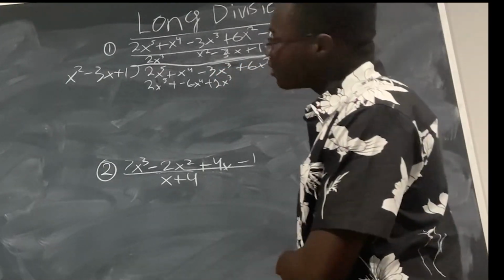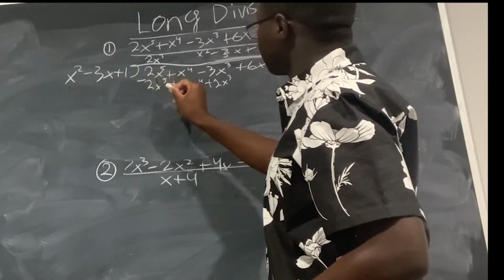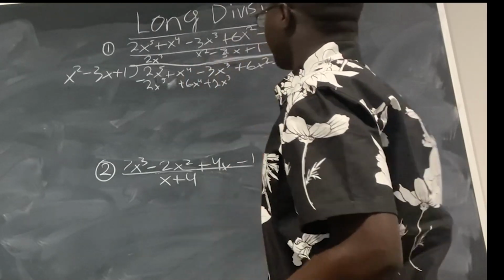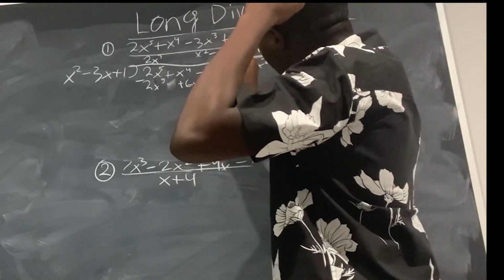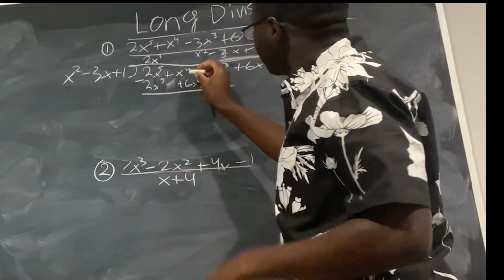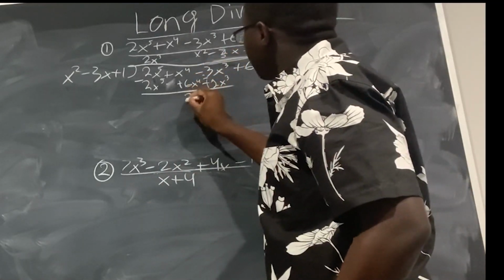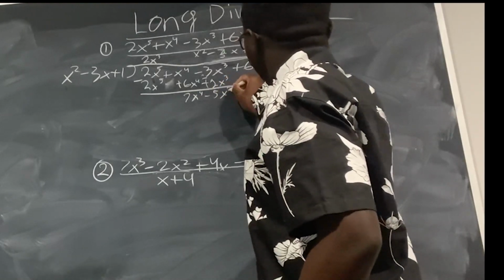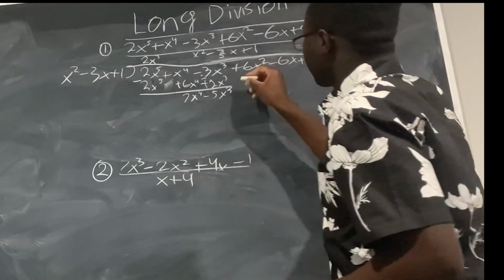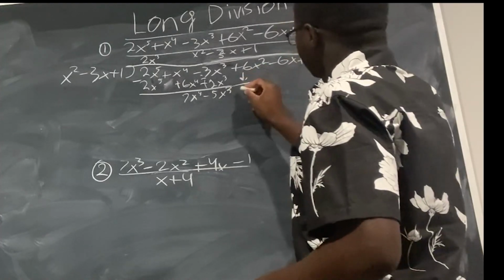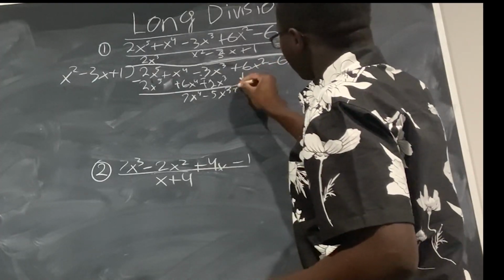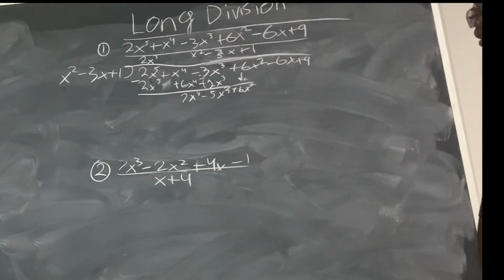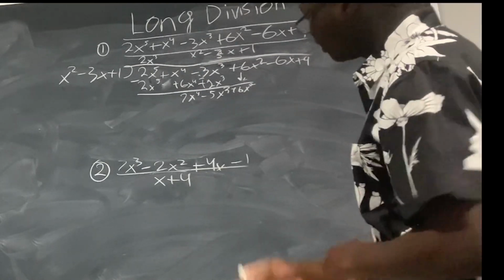Now the next step is we flip the sign on everything. So subtract, add, and then subtract. This is going to give us 7x to the 4th minus 5x cubed, and then we bring down this plus 6x squared.